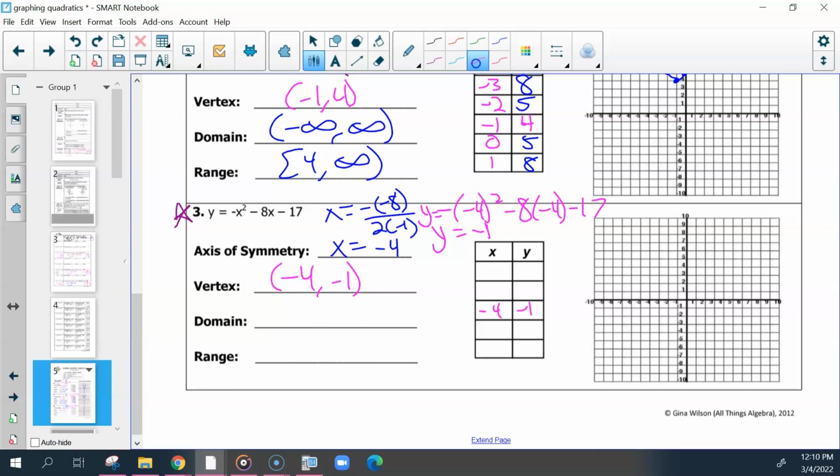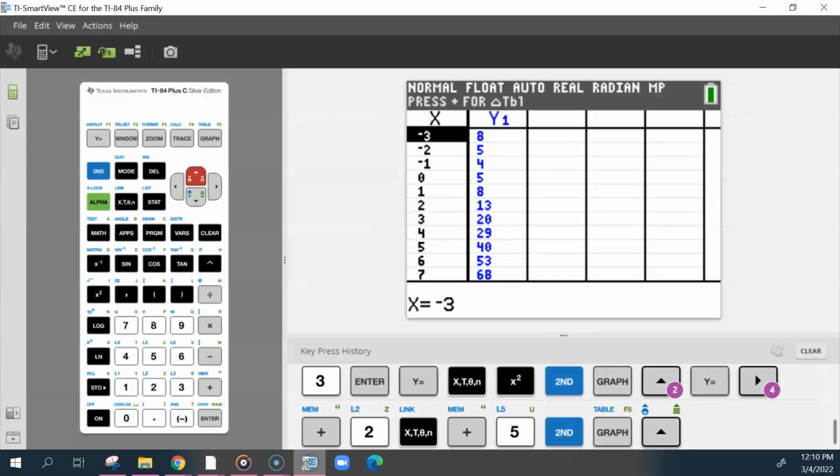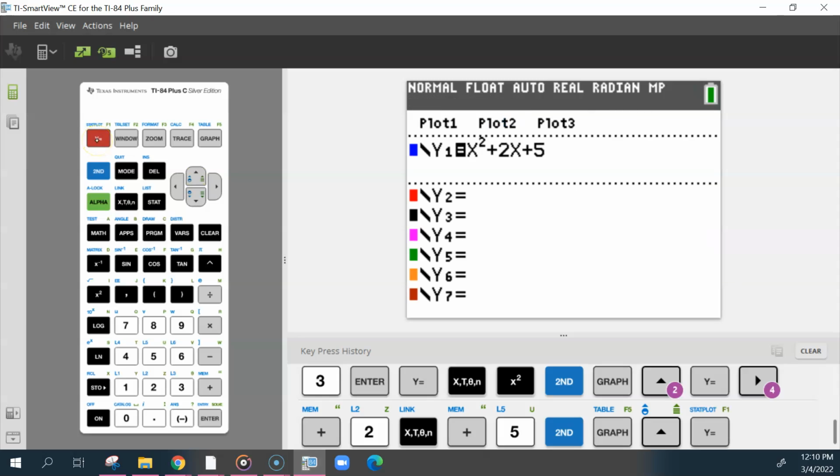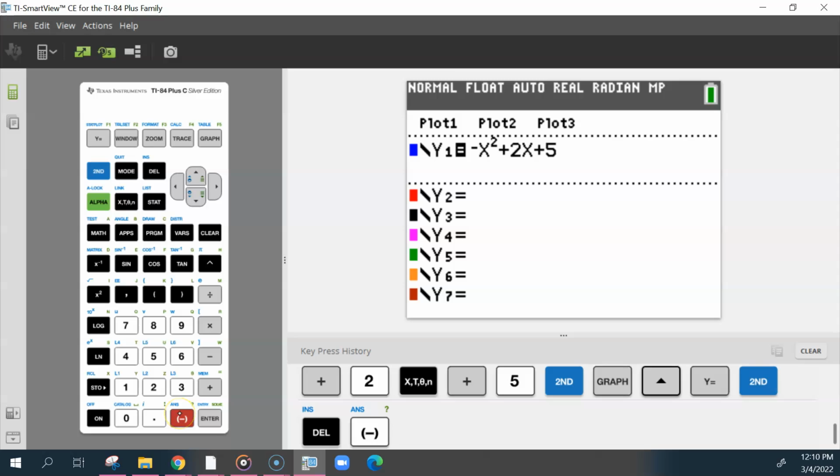We filled in our x's going backwards. We have negative 5, negative 6, and then forwards, negative 3, negative 2. Put that in your calculator. I already forgot what this was. Negative x squared minus 8x minus 7.